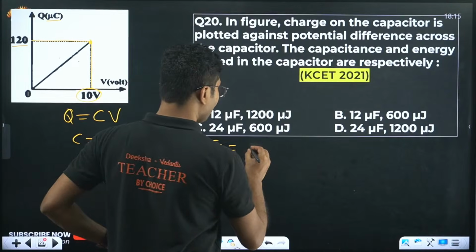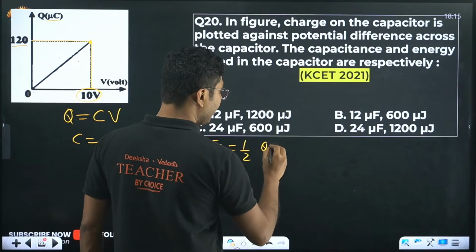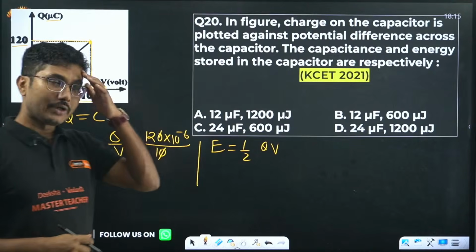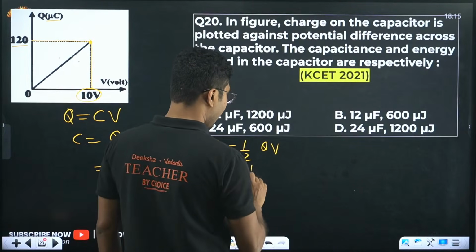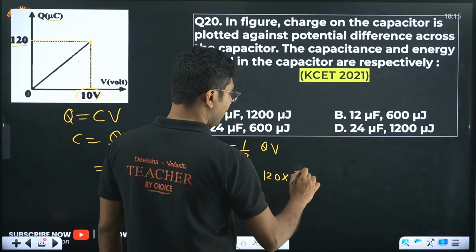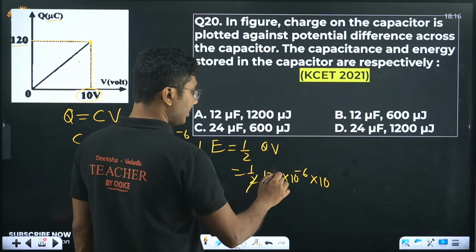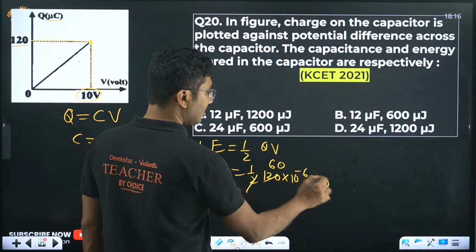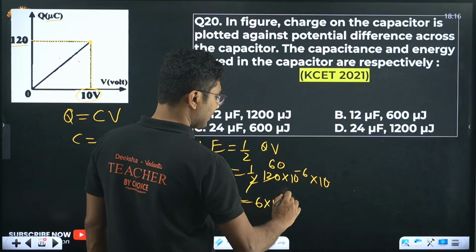Let's use one more formula, that is half Q into V. Q is known, V is known, multiply them. So half into 120 into 10 to the power of minus 6 into 10. So 2 is 60, with 2 zeros. So 6 into 10 to the power of minus 4.